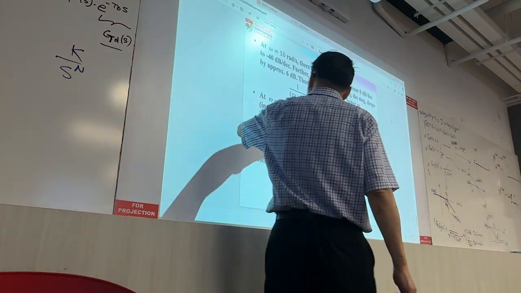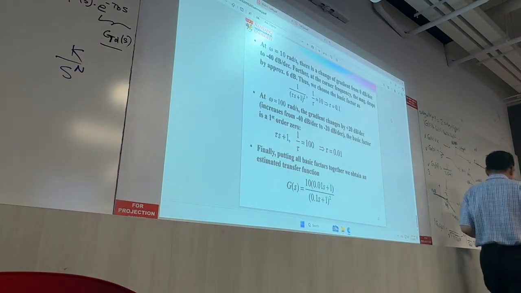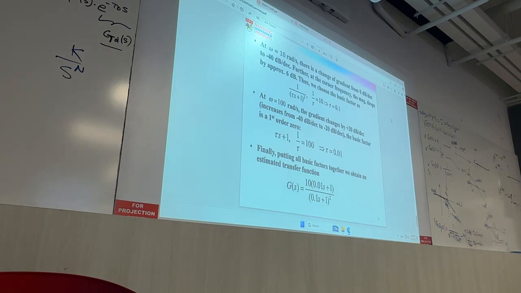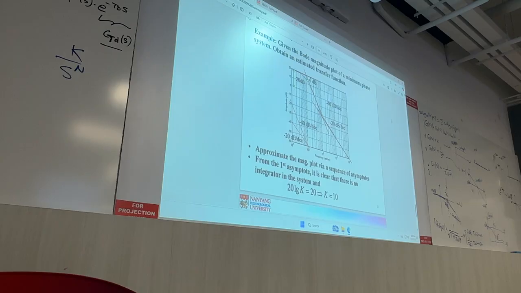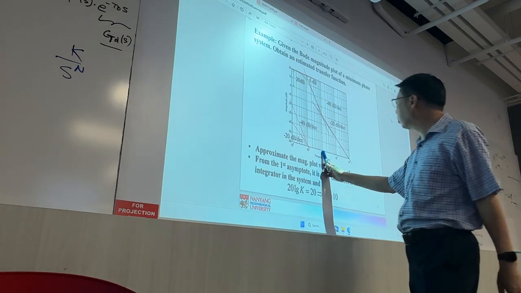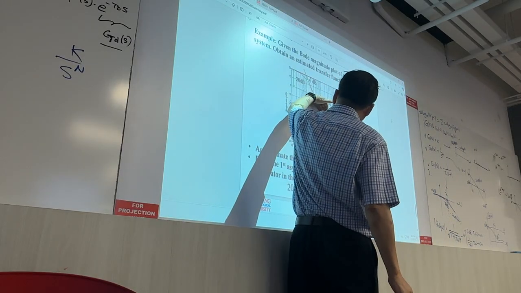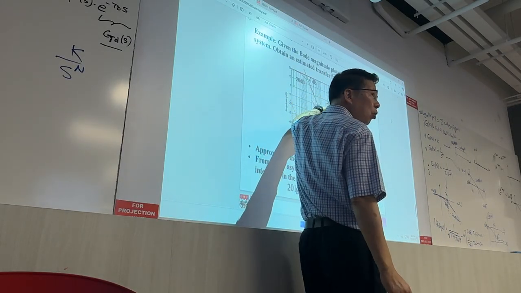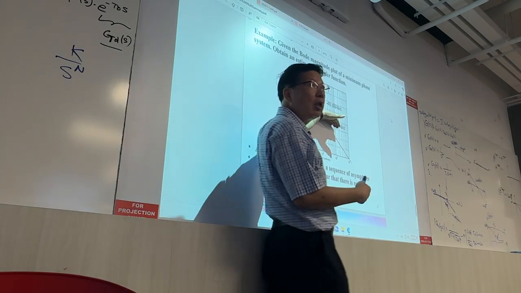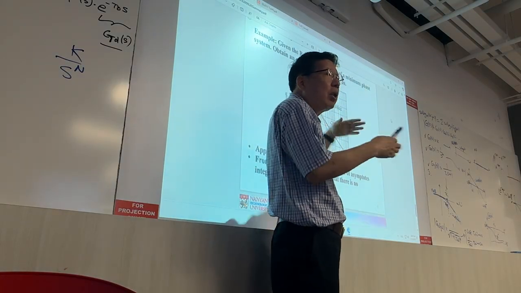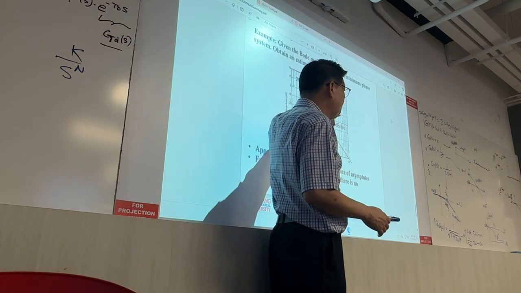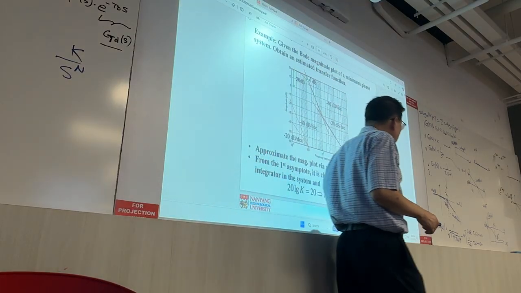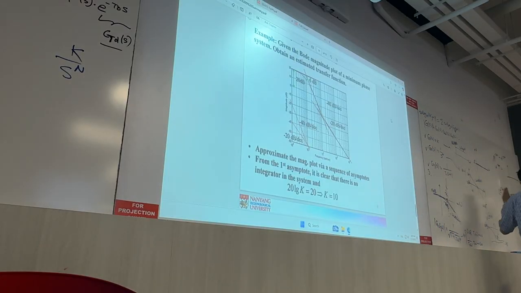Then from the Bode plot at 100 radians per second, here we see that the slope changes from minus 40 to minus 20. So the net change here is plus 20 dB per decade. Correct? The net change is plus 20 dB per decade. So why is that? That is due to a basic factor at the 0.